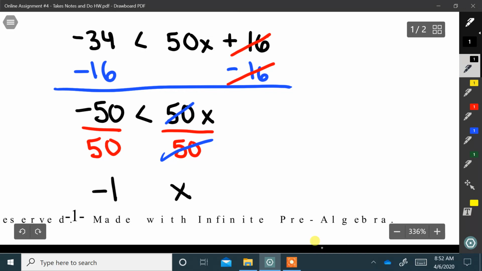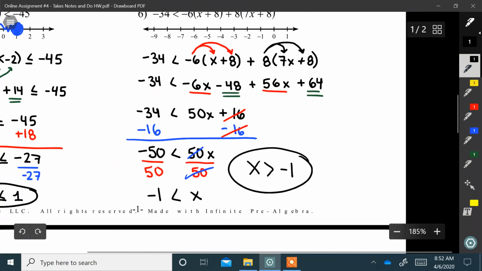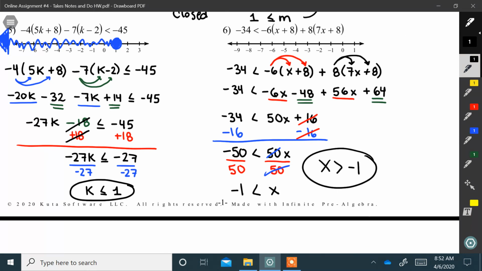You get negative 1 there. We're going to switch the sign. And this is my final answer right there. So we're going to go to negative 1, open circle. We're going to go this way.